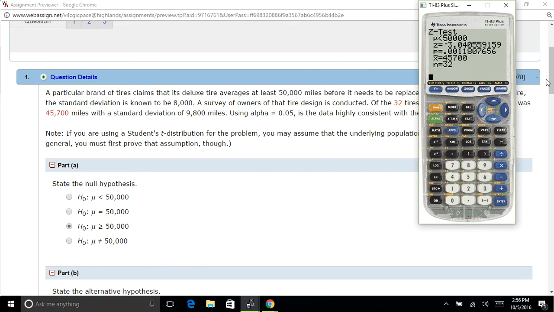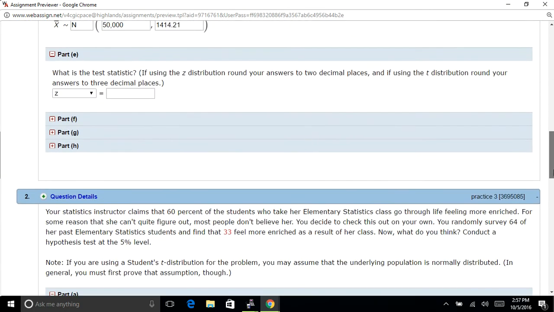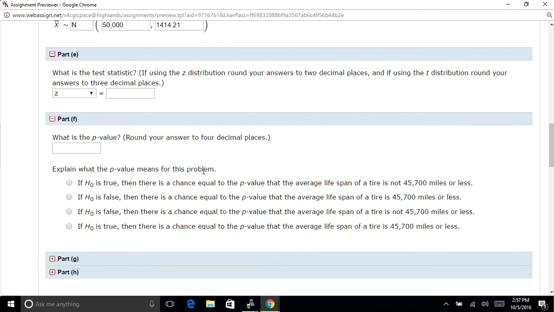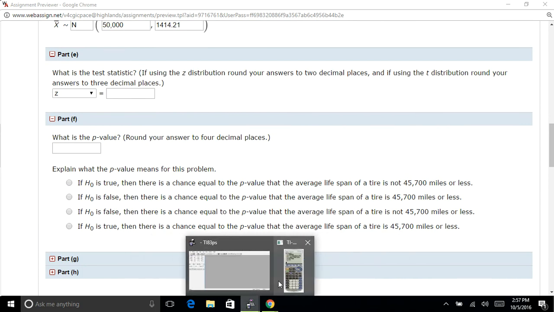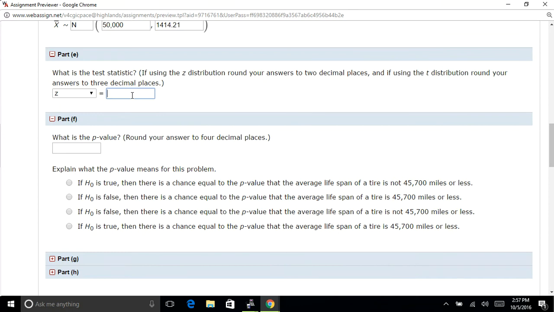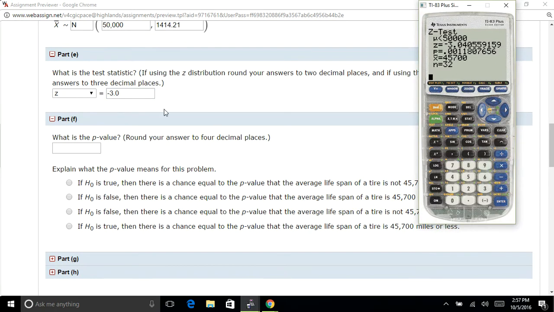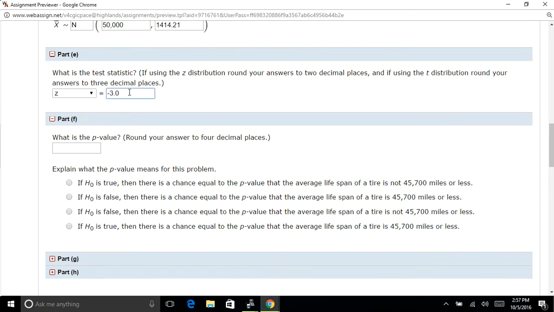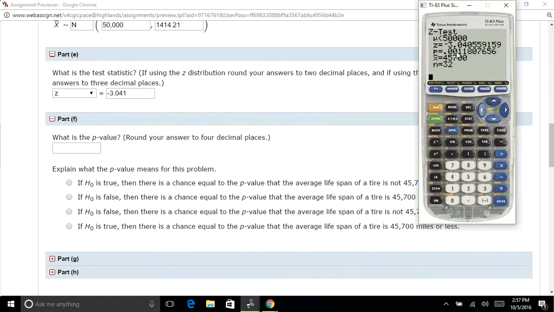All right, so let's go down here, and I'll bring it up. I'm going to bring both these up because they both give me the same thing. So my z-score is, and it wants it in three places, negative 3.041. Okay, and I just got that from the calculator because if you look here, you can see this says z.